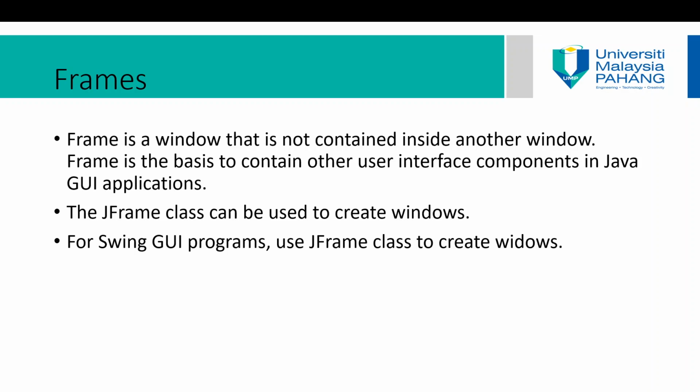Another object that is very important in GUI is a frame. A frame is a window that is not contained inside another window. This means that it is the basis to contain other user interface components in a GUI. Normally we create a frame and then we place all the components or controls on top of the frame. For a Swing GUI program, we normally use the JFrame class to create a window.